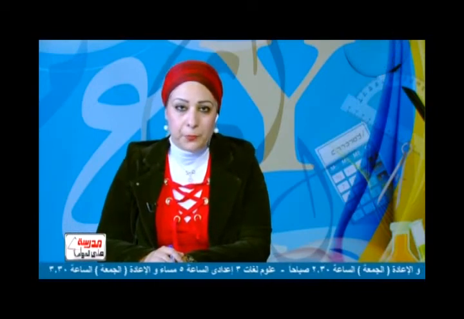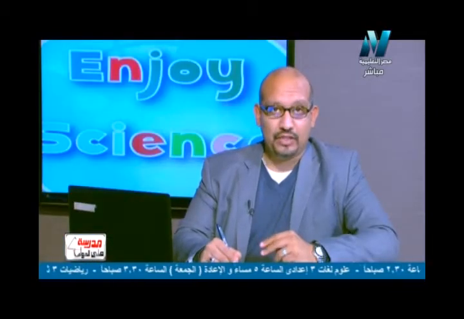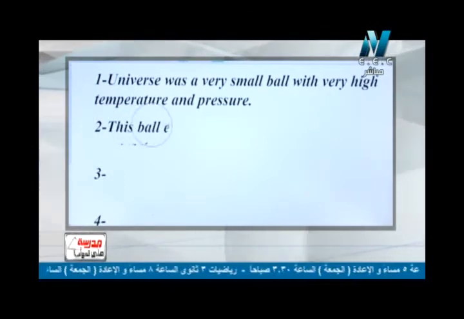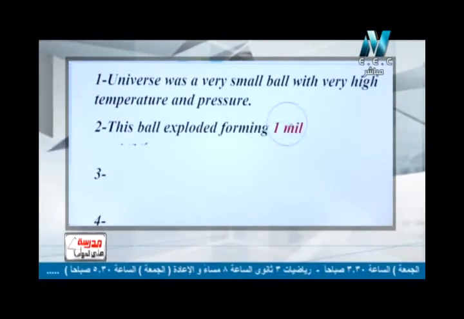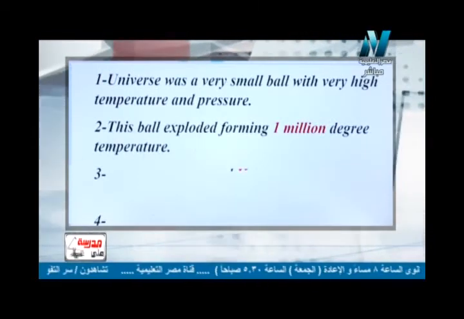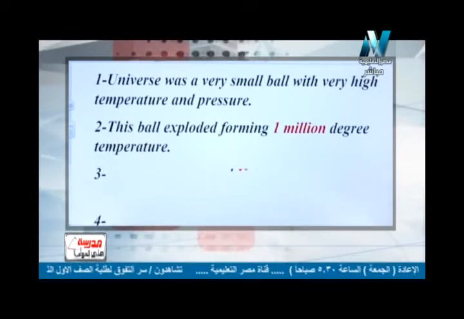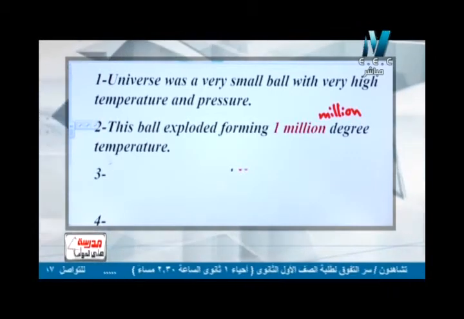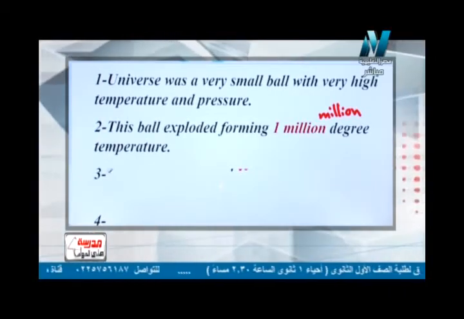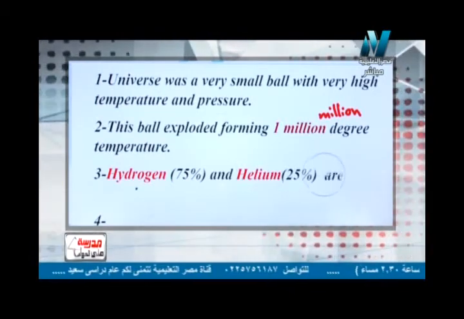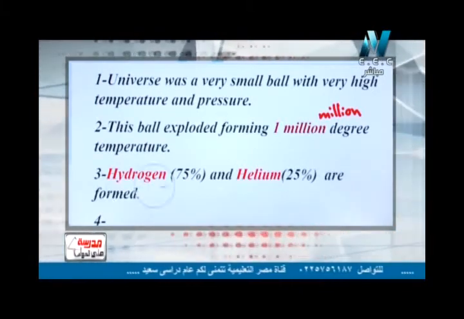So here we have to remember, as we see in front of us, the universe was a very small ball with very huge temperature and pressure. This ball exploded, forming 1 million degree temperature. Let's write it: 1 million degree. Okay, so after this explosion, hydrogen 75% and helium 25% are formed.